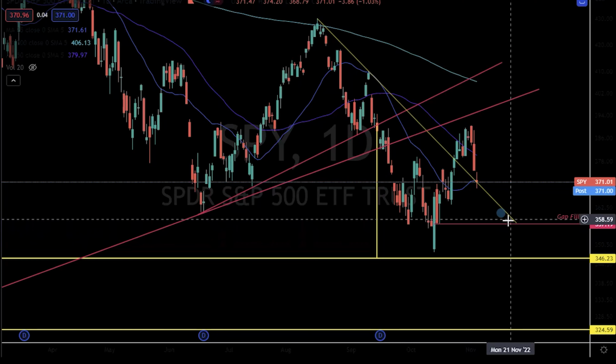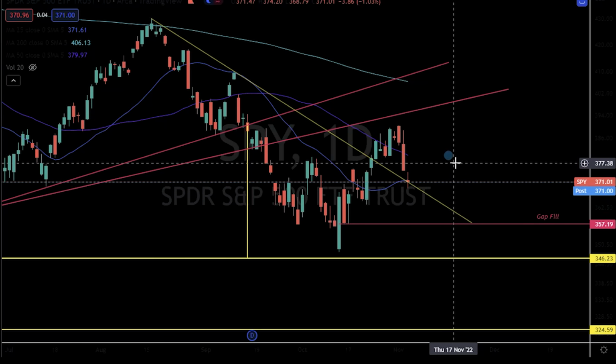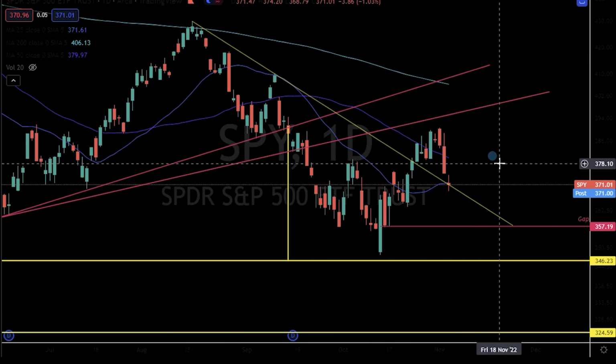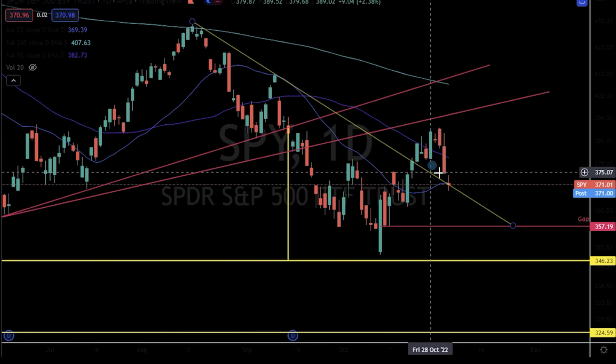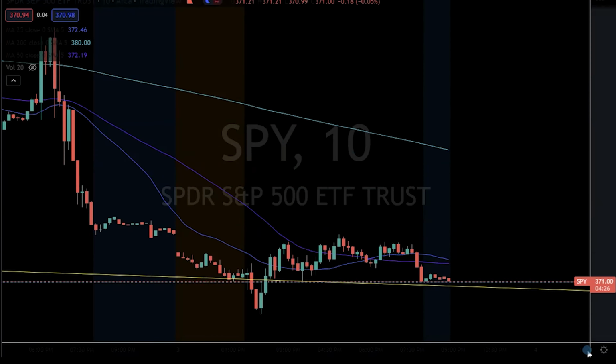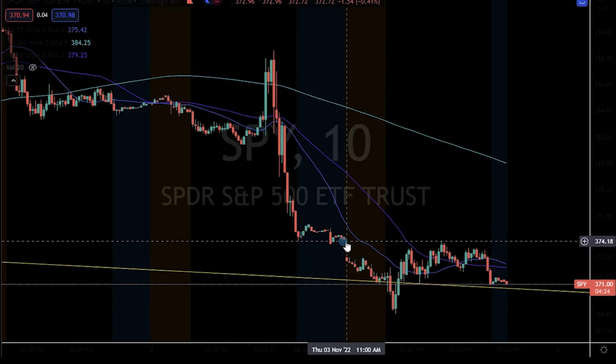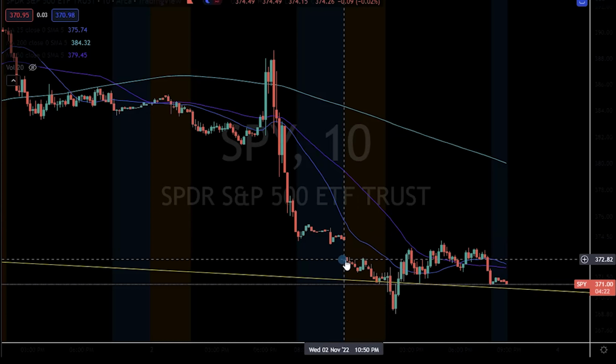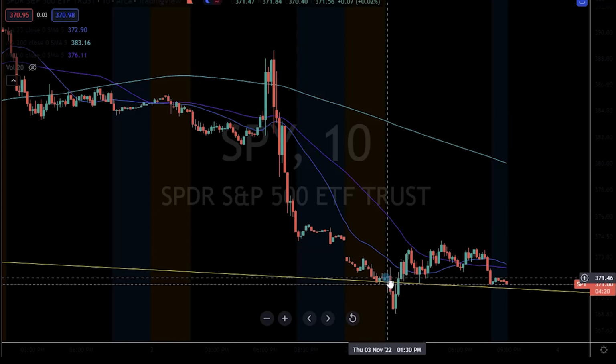Jumping into the charts on this November 3rd, 2022. Yet again, another wild price action day. Now, today we had a gap down on basically the S&P and many individual stocks as well. If we flip to the intraday chart, you can see this is where we closed yesterday and it gapped down this morning and you started to fade in the pre-market.